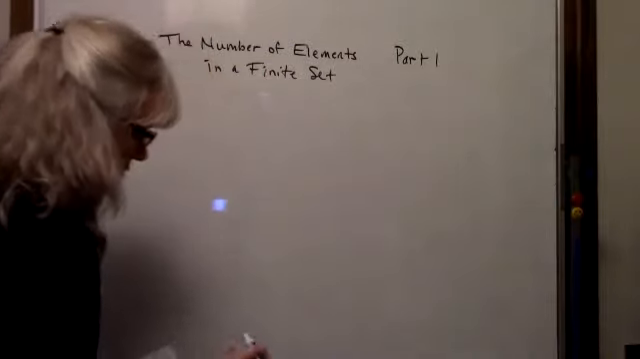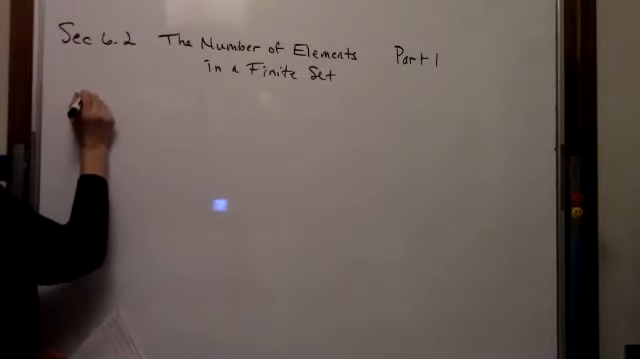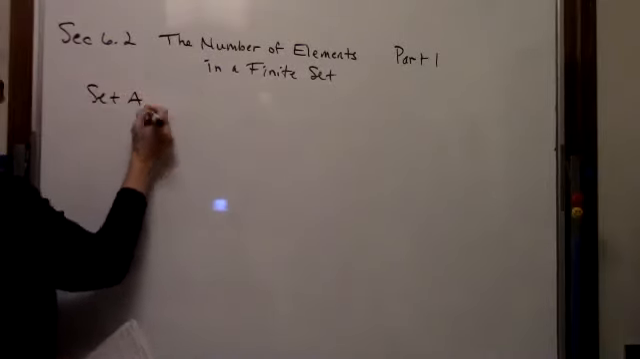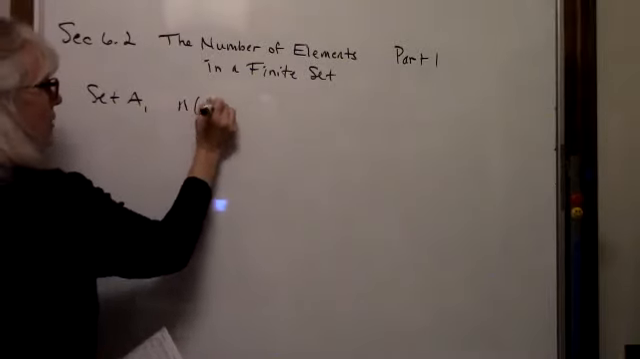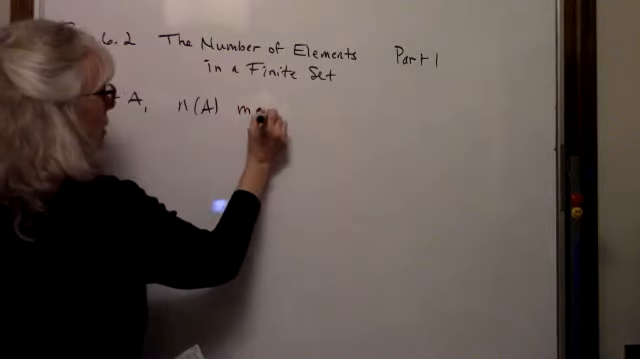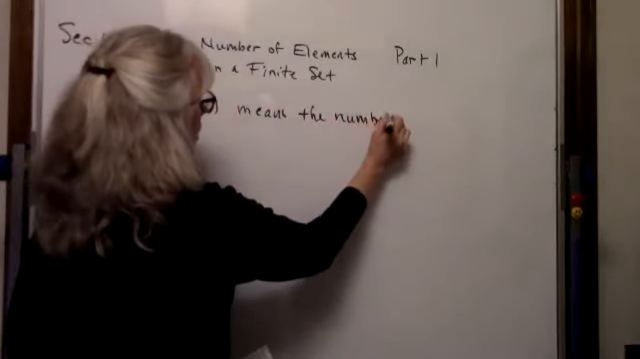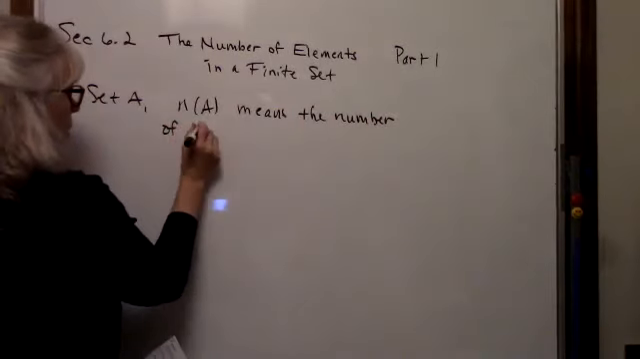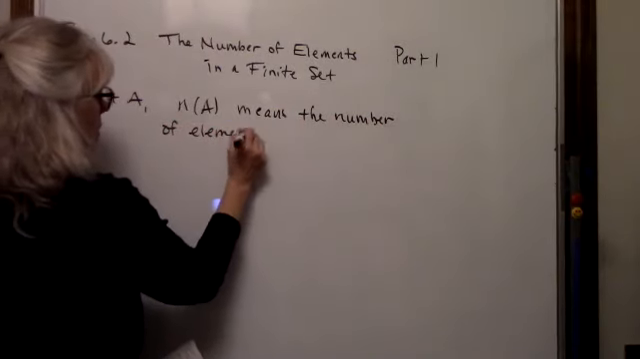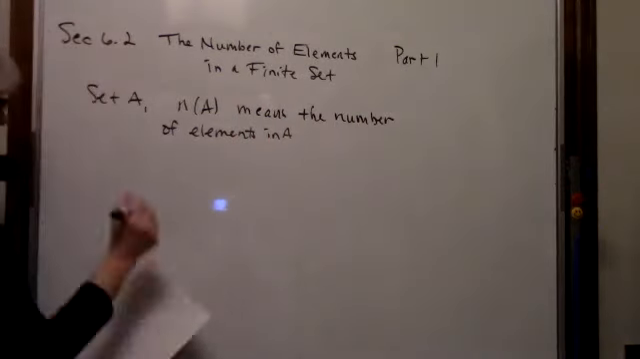So the notation that we're going to use is this. If we're looking at a set A, then n of A means simply the number of elements in A. So we're going to start off with a nice example.